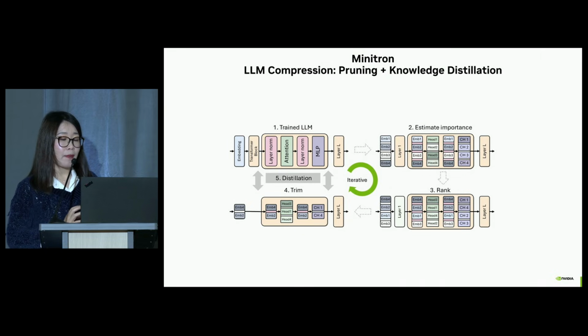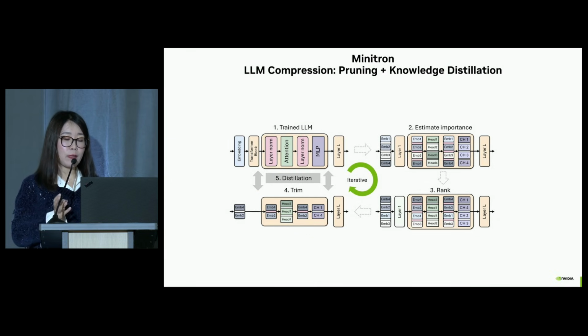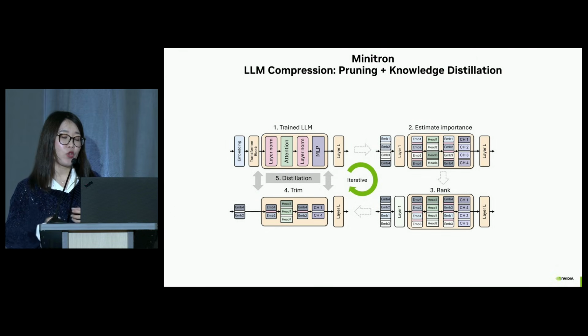Then the second step is we estimate the importance inside of each of the layers. For example, you estimate the importance of the embedding dimensions or the attention heads, such as that. And then you rank them from the most important to the least important, then you trim them.